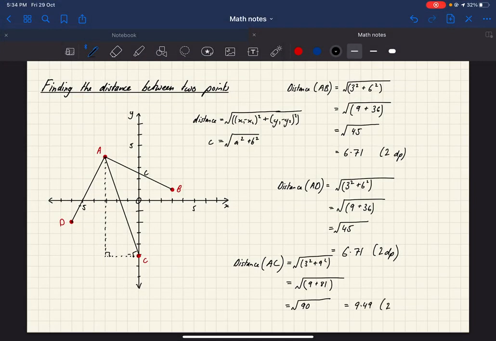Of course, if these x and y axes are done in centimetres, it will be 9.49 centimetres. If they're done in metres, you do 9.49 metres, and so on, if it's measured in different things. But that's how you find the distance between 2 points.